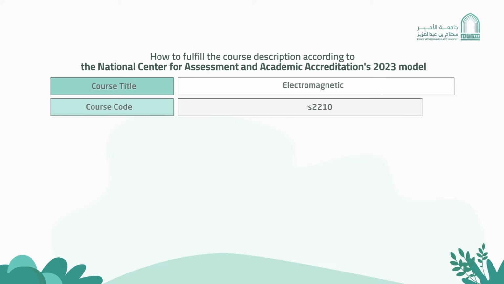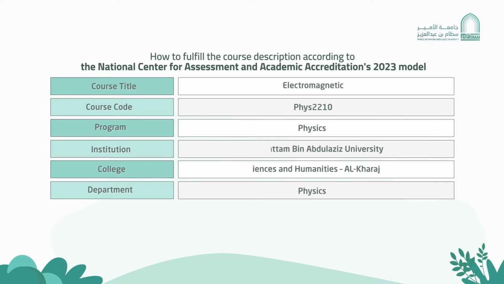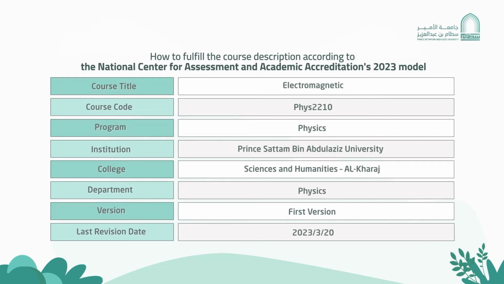Writing the course name and code as existing in the program study plan. Writing the program name in which the course is offered. Writing the institution, college, and the main responsible department for teaching the course. Writing the specification copy number of this version. Writing the latest review date of the course specification.